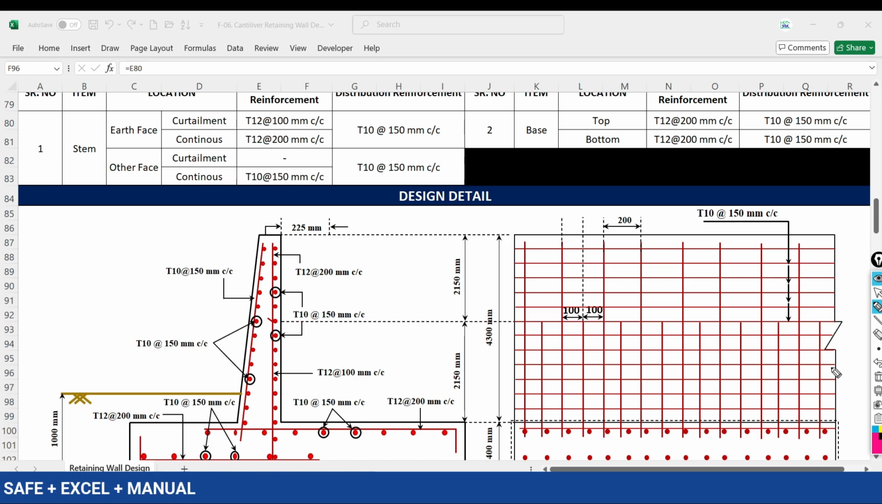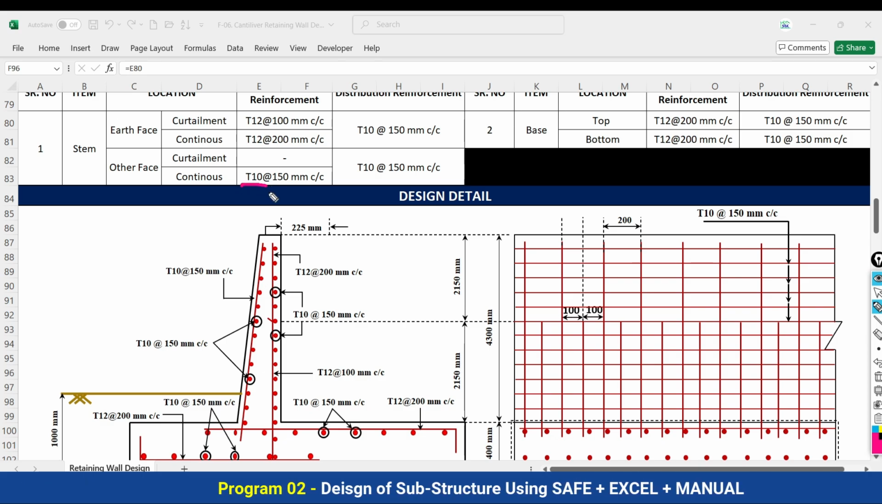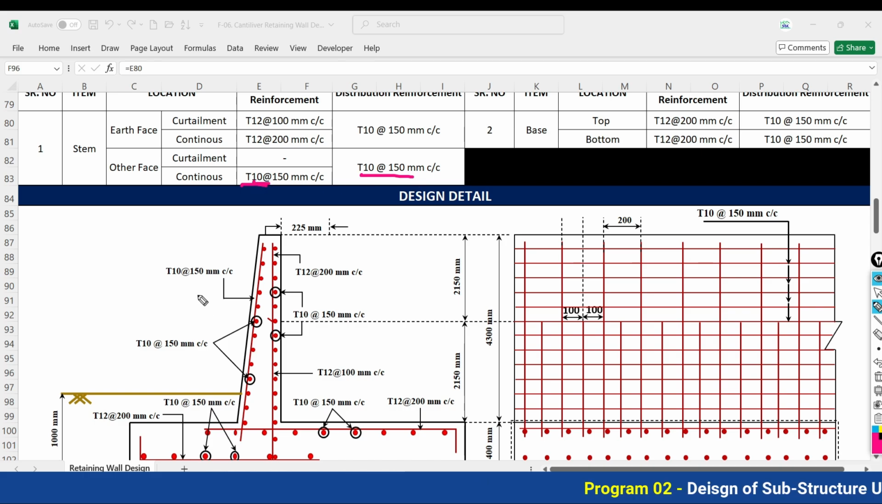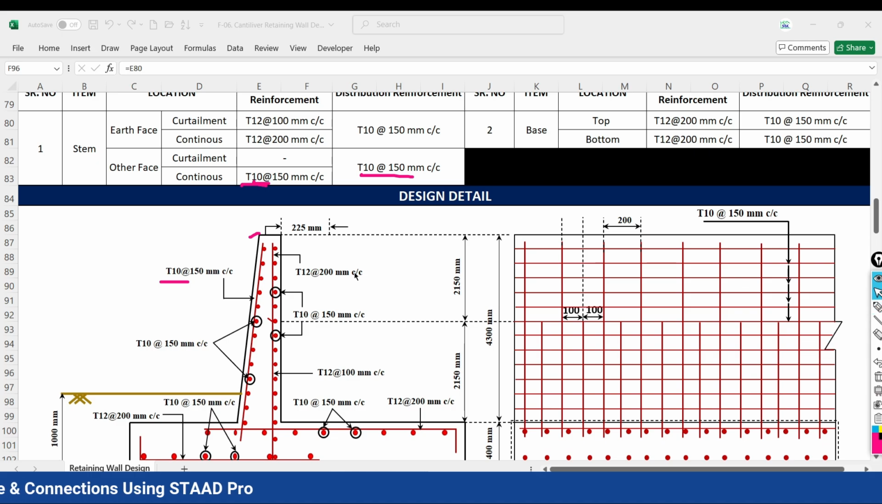Got it? Now thereafter, on the other face we have provided the minimum reinforcement as 10 mm diameter bar at 150 mm center to center, as vertical bars as well as distribution bars. So this is present here: 10 at 150 for the main vertical bar and 10 at 150 mm center to center for the distribution, both are the same. So this is for the cantilever portion.